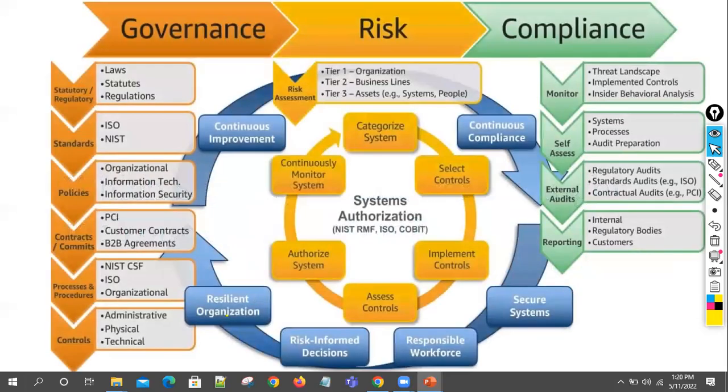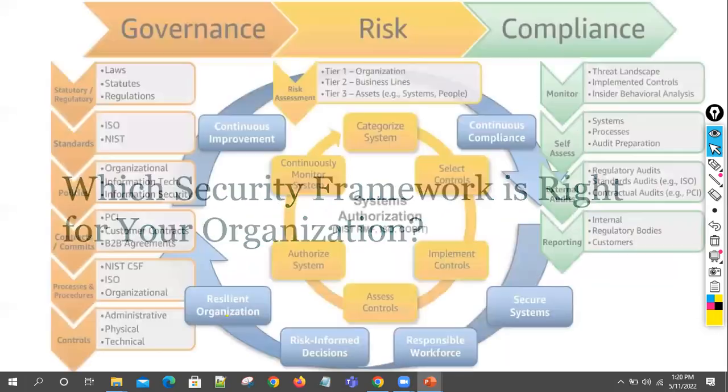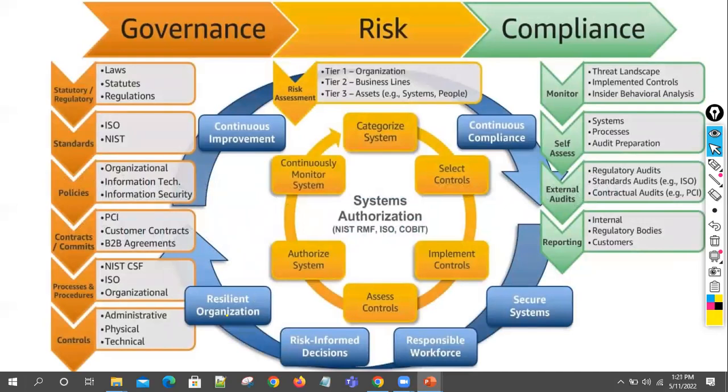Now we need to see which security framework is right for your organization. There are various security frameworks available. According to our business model, we need to identify which frameworks are applicable and to be implemented in our organization. Collectively, we call these a governance, risk, and compliance framework. In governance, there are statutory and regulatory requirements, various standards, our organizational policies and procedures, and the related controls implemented. This would be our governance model.